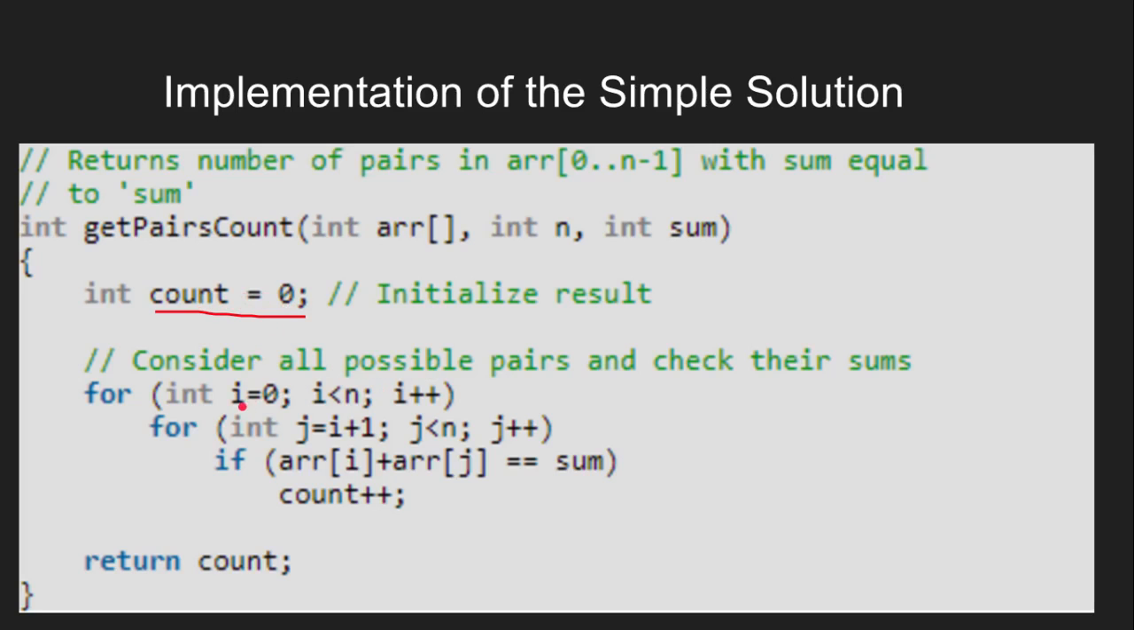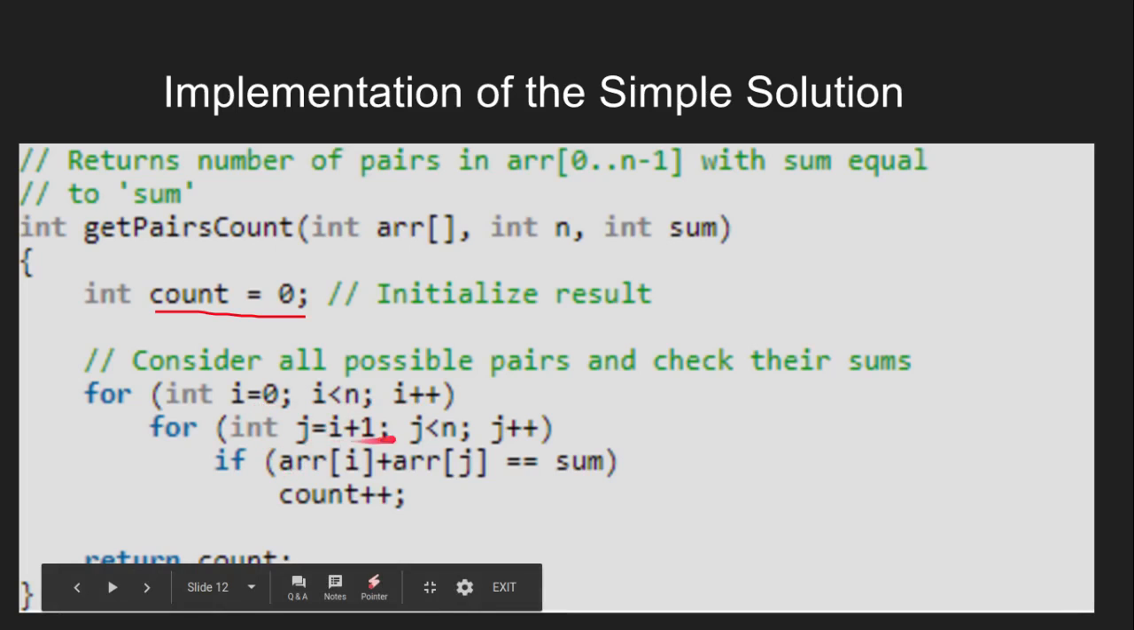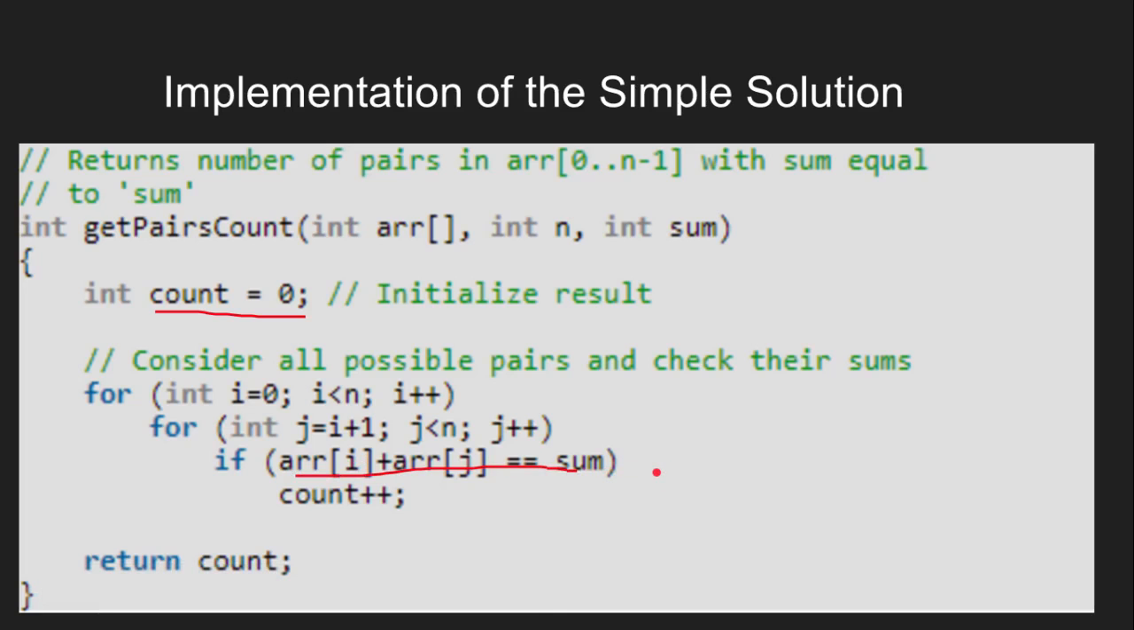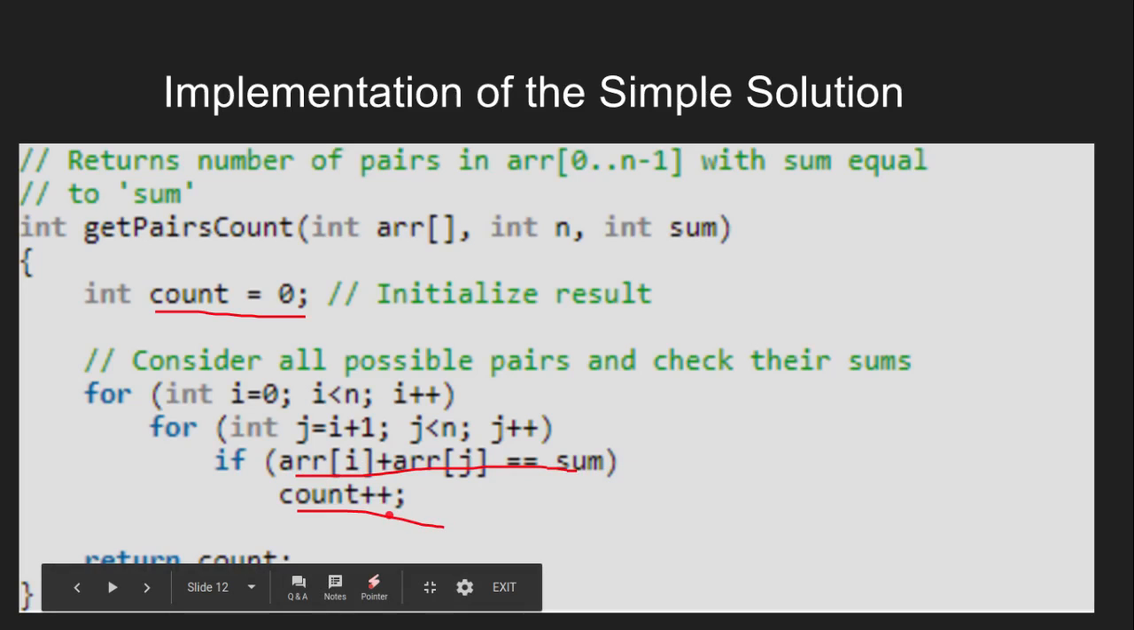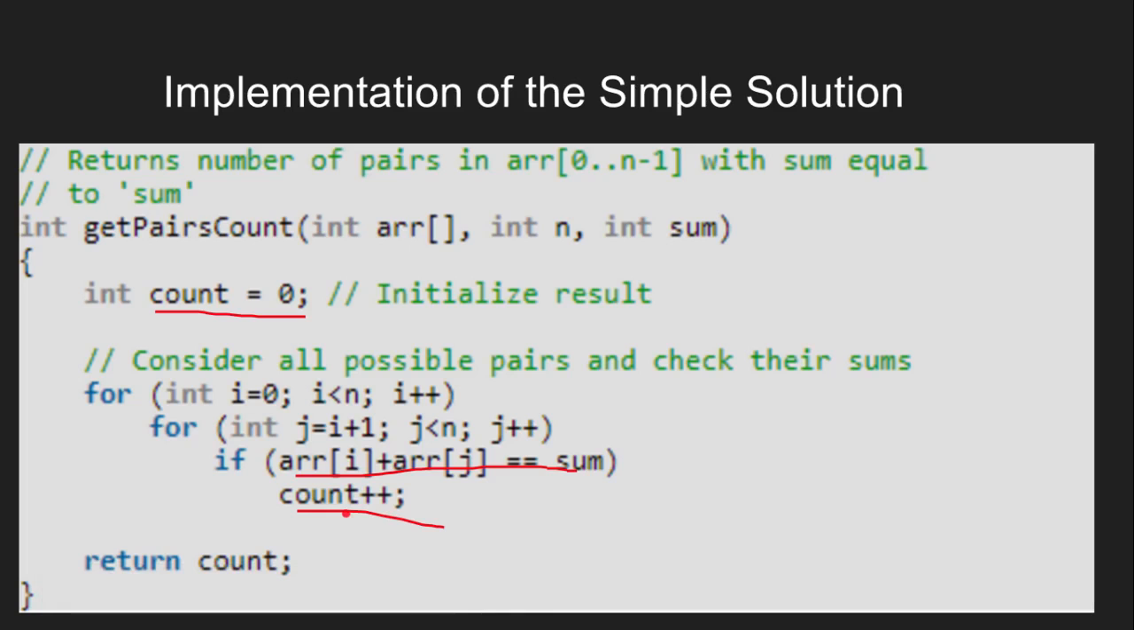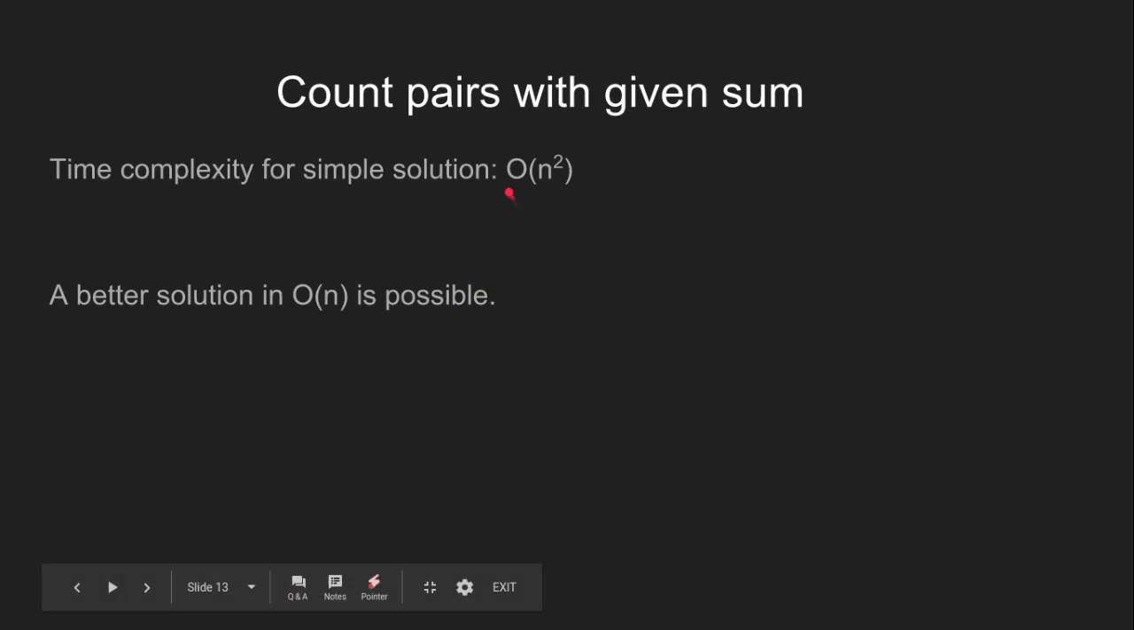We run a loop through all the elements of the array, traversing each element and checking if there is another number in the array which can be added to give us sum. Every time we find such a pair, the count is incremented. When all the elements of the array have been traversed, the final count is returned. The time complexity for this solution is O of n square. A better solution for this problem is possible, for which the time complexity is O of n.